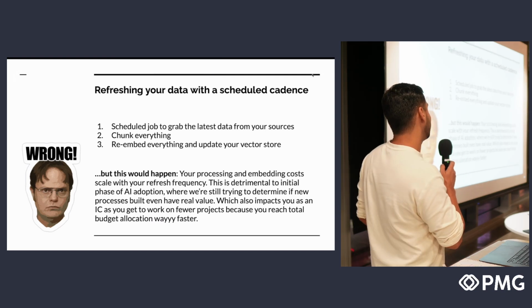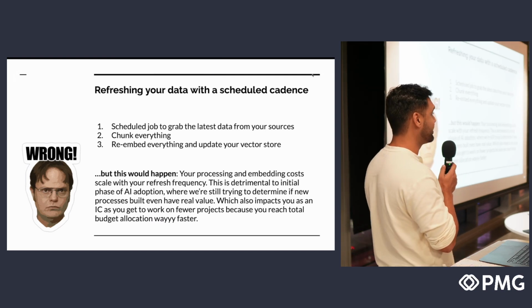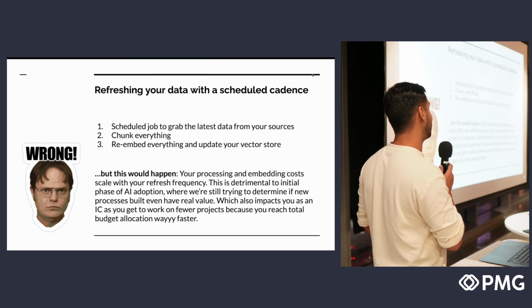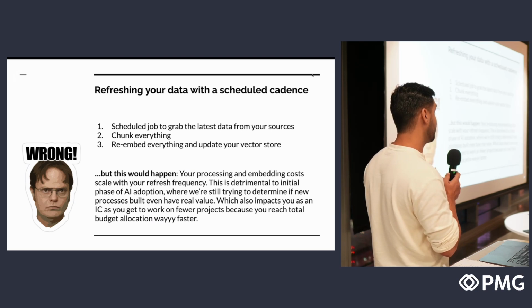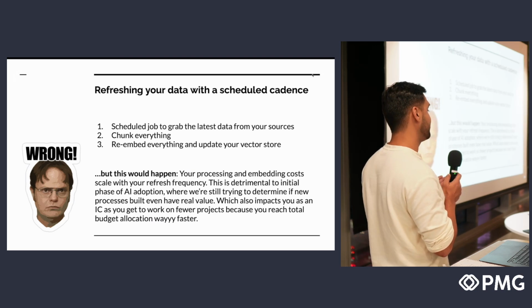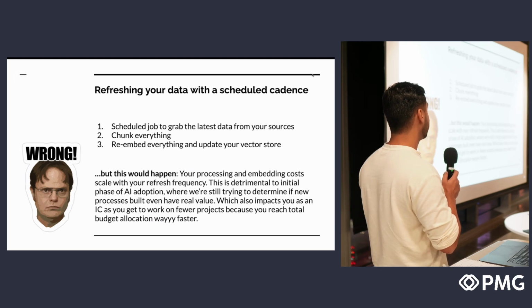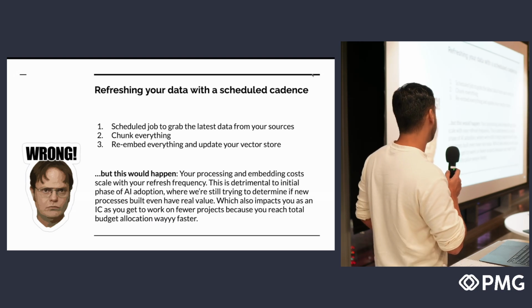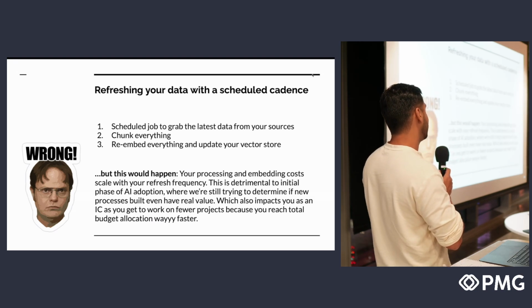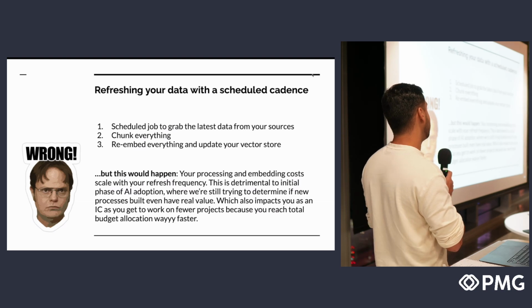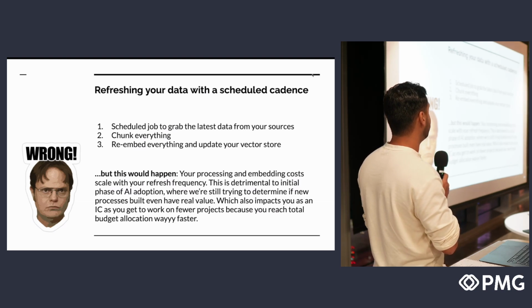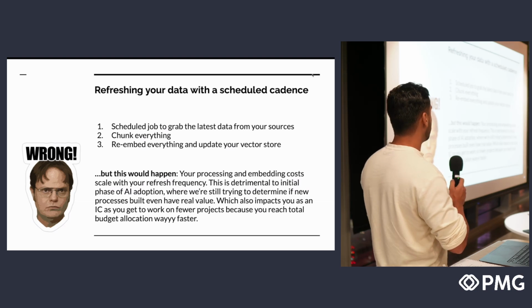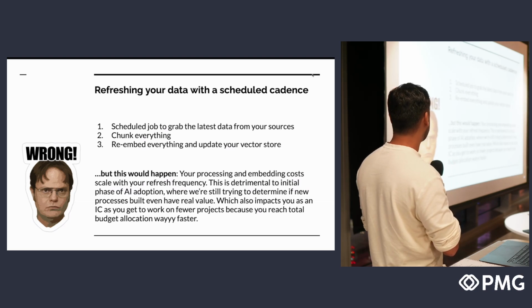Your processing and embedding costs scale with your refresh frequency, and it's detrimental to the processing power you use and the time you spend. Also, you want to hold on to costs as much as possible in this phase and really stretch out your AI allocation budget to try as many things as you can, so you come out with something successful as a company.